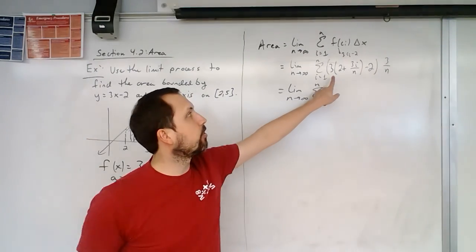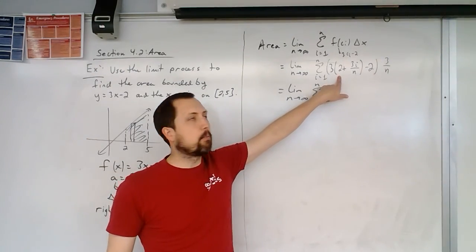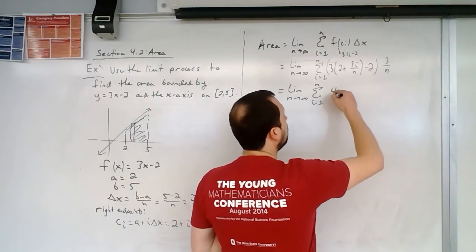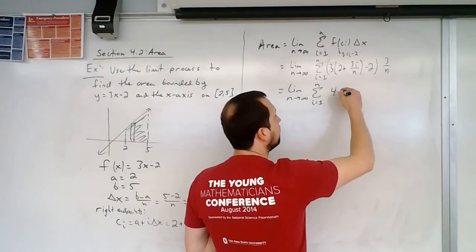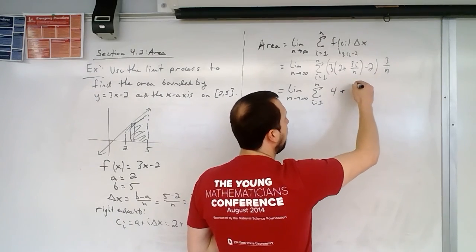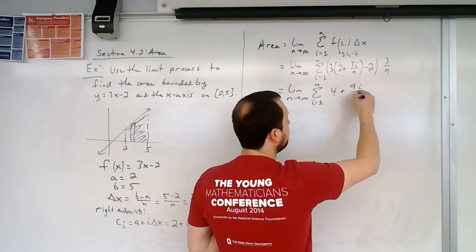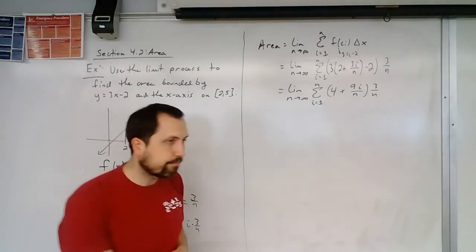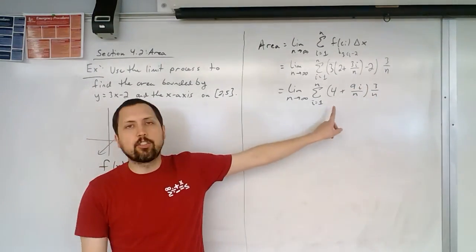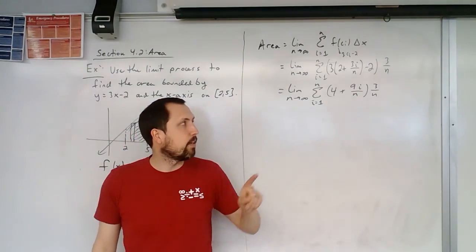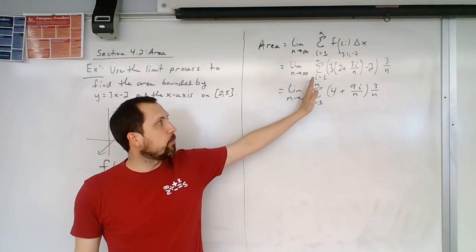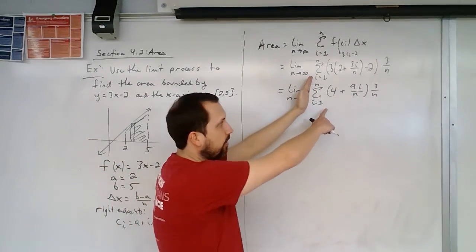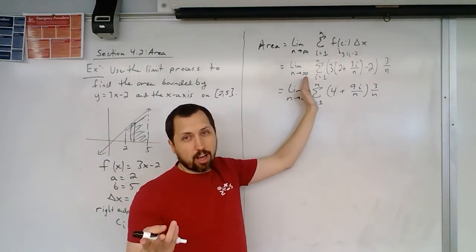I distribute the 3 inside, so I have 6, but I'm going to be subtracting a 2, so that gives me 4. And I distribute the 3 inside to the second term, and I'm going to get 9i divided by n, and this is times 3 over n. Now remember, I said we have to work with the sum first, then take the limit. So when I'm just dealing with the sum, this i is really the variable and n is truly a constant.